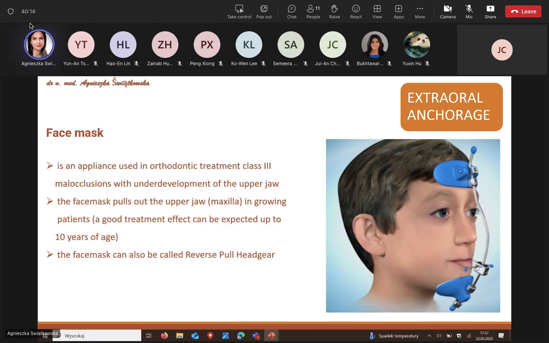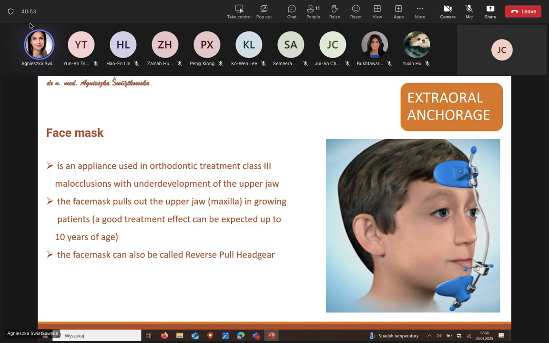Face mask. The face mask appliance is also for treatment of anterior-posterior malocclusion. The patient uses it for treatment. We use it in a group of patients with underdevelopment of the upper jaw, and it is possible that it works in a group of patients under 10 years old. Because at this time the suture between the zygomatic bone and the maxillary bone is still elastic, so we can achieve advancement of the upper jaw.